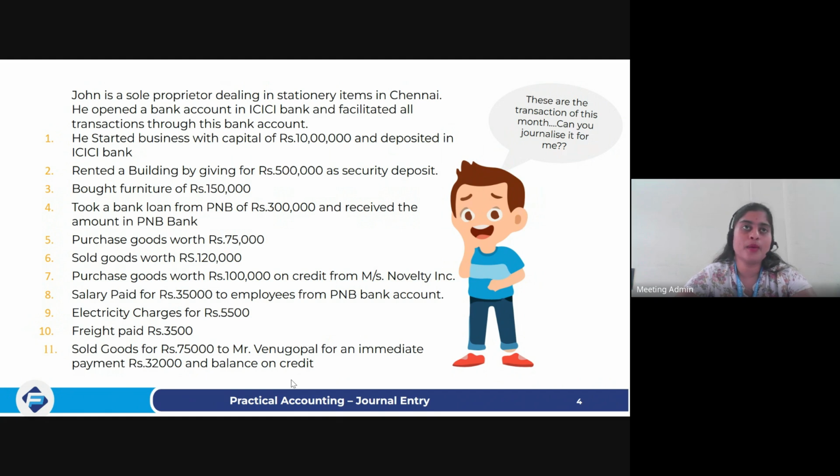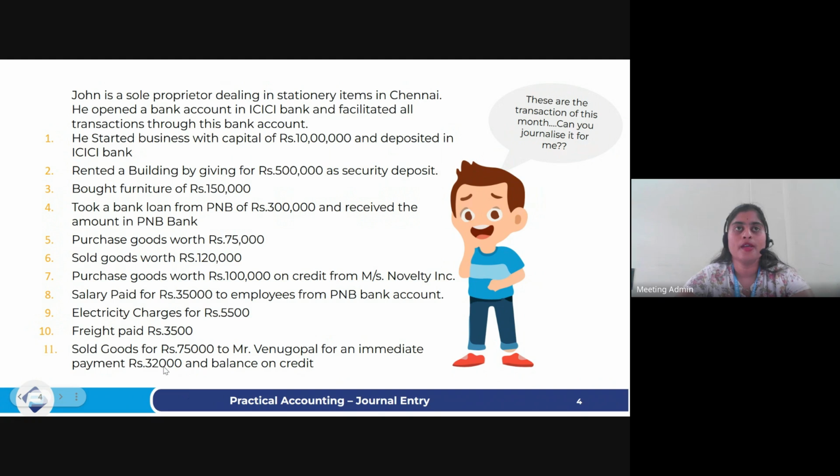Here, what is happening is that he has to pay 75,000, but he paid only 32,000. The remaining is credit. He will be paying later. So here you have to record it as a double entry. The transaction will be Venugopal account debit to how much? 32,000 and ICICI bank account debit to 32,000, and Venugopal account, because the debit side and the credit side should always be equal. So the remaining amount, 75,000 minus 32,000, will be 43,000.